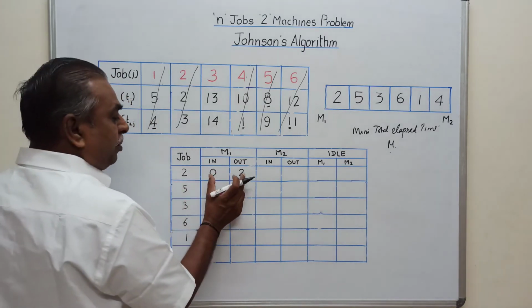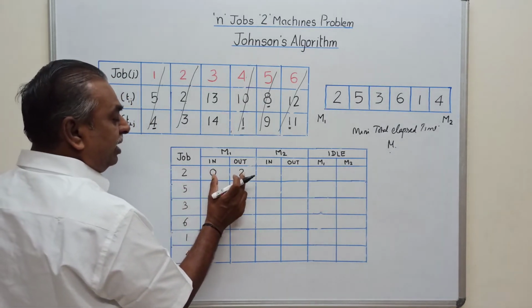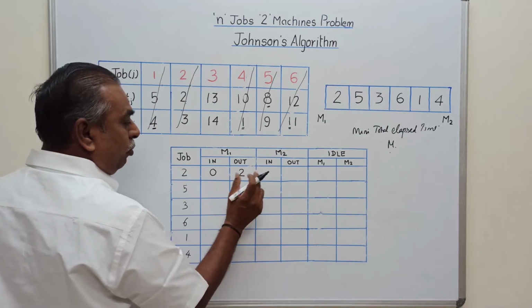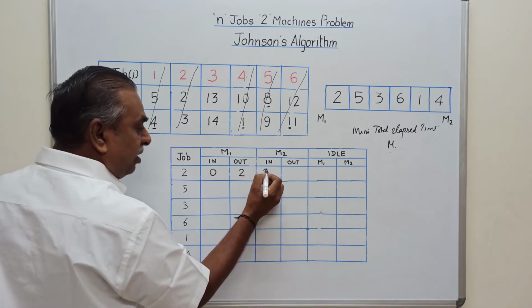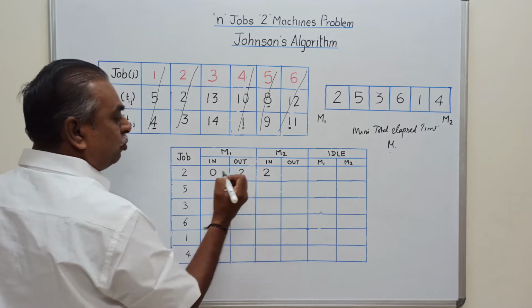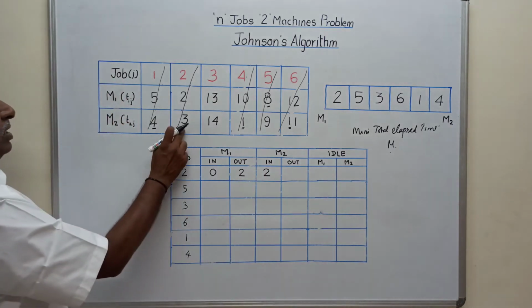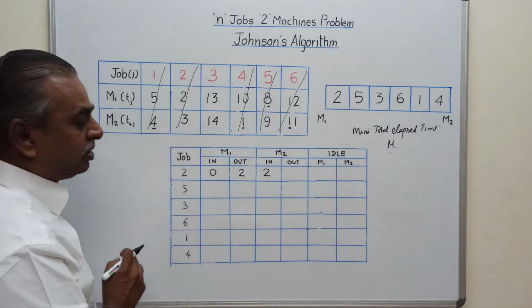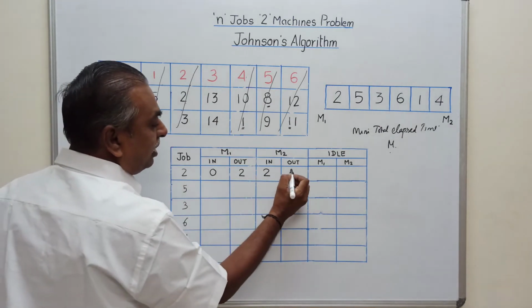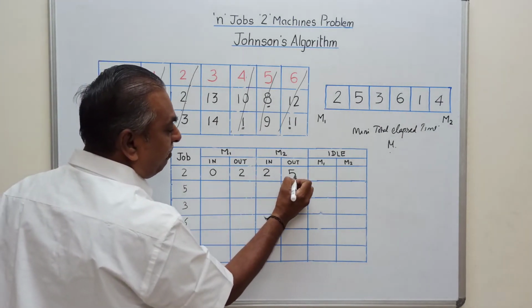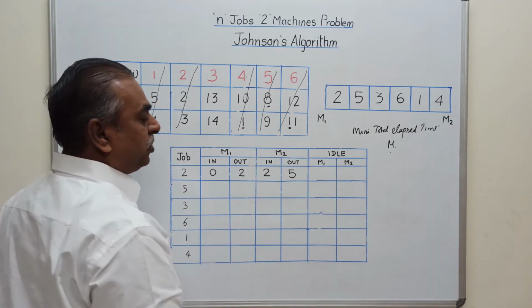Then if the processing is over in M1, it will enter M2. So it can enter machine M2 at 2 hours, and there it is processed for 3 hours. So 2 plus 3 is 5. At 5 hours it will be coming out from machine M2.